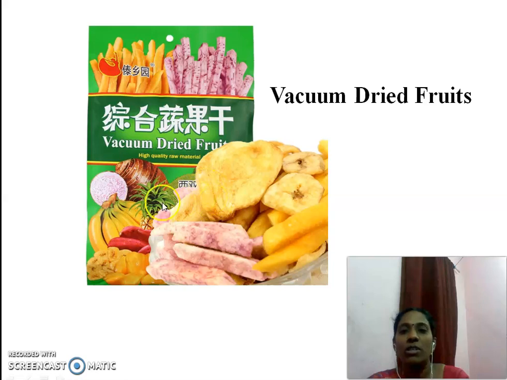Vacuum dried fruits. In this you can see mostly the color of the food products does not change. It will retain the original color of the food products. That is the most important advantage of this vacuum dryer or vacuum dried fruits.